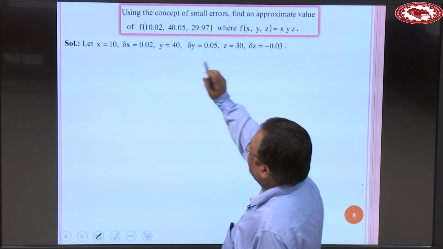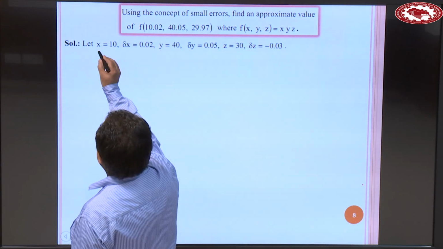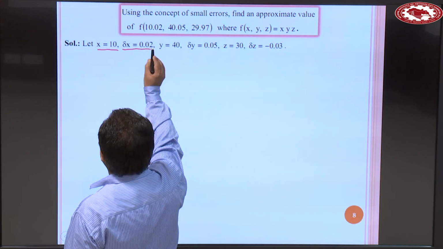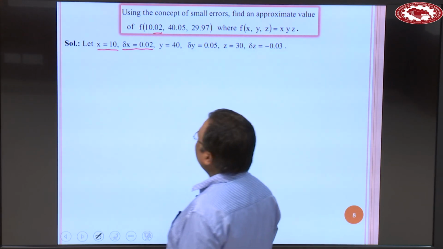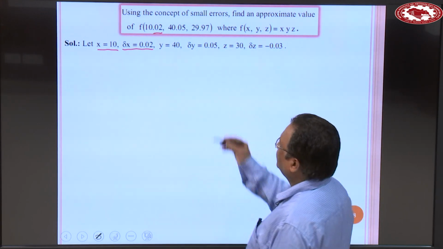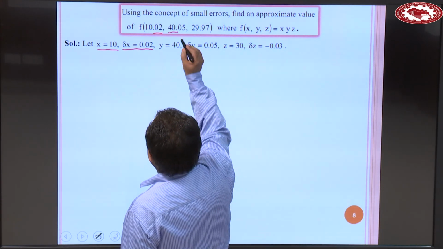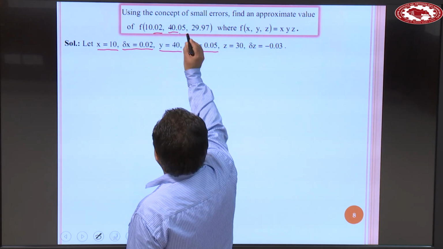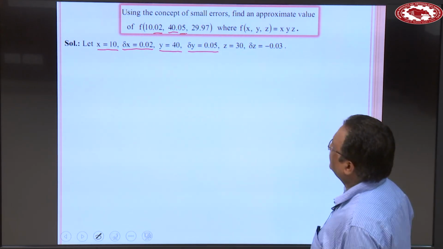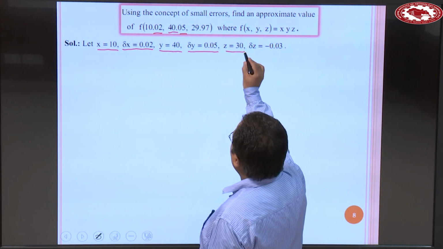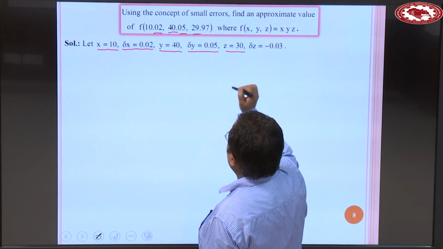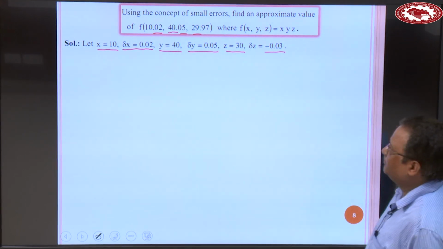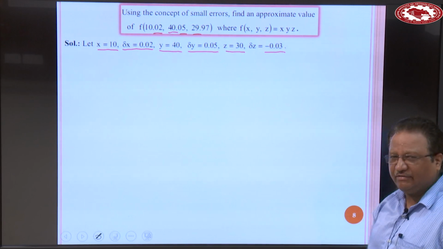Let us suppose that x is 10. When we consider x is 10, then delta x is 0.02. y is 40 and delta y is 0.05. z is 30, so delta z is minus 0.03. Then we get 29.97.